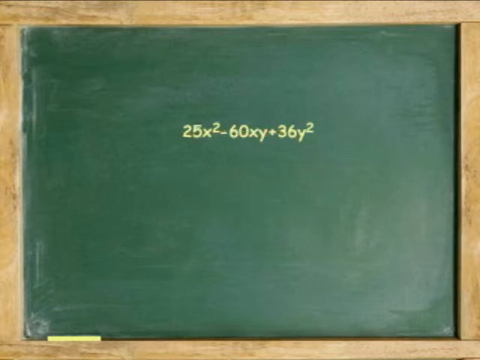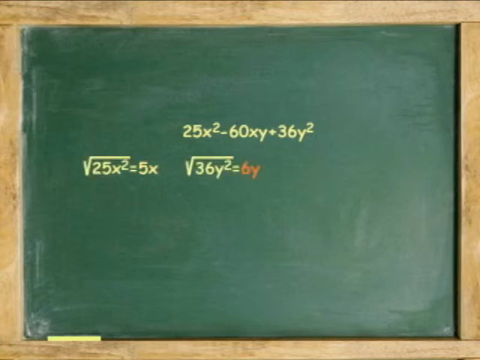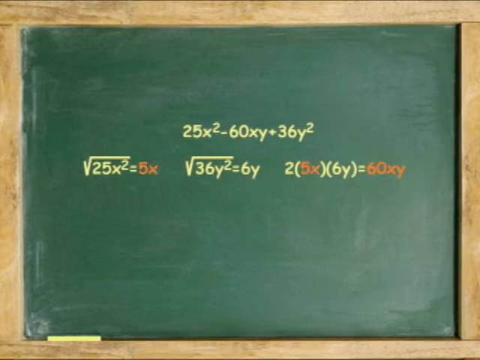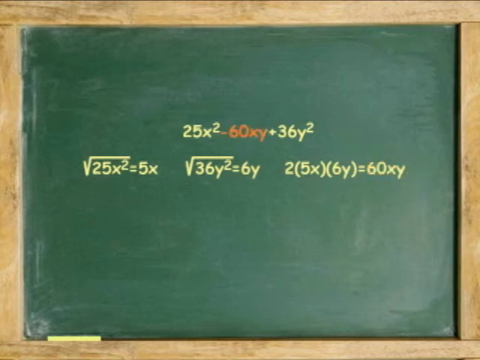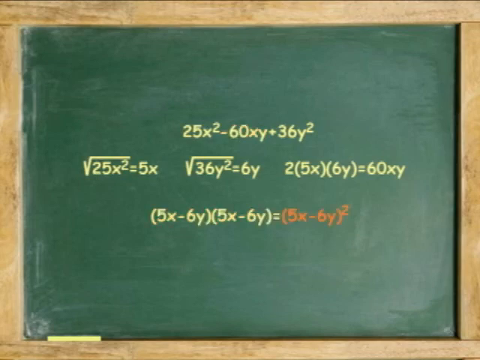Another example. Factor 25x squared minus 60xy plus 36y squared. First term, last term, middle term: 2 times 5x times 6y equals 60xy. Because the middle term of the original trinomial is subtraction, both binomials would be subtraction. Answer: 5x minus 6y times 5x minus 6y, or 5x minus 6y squared.